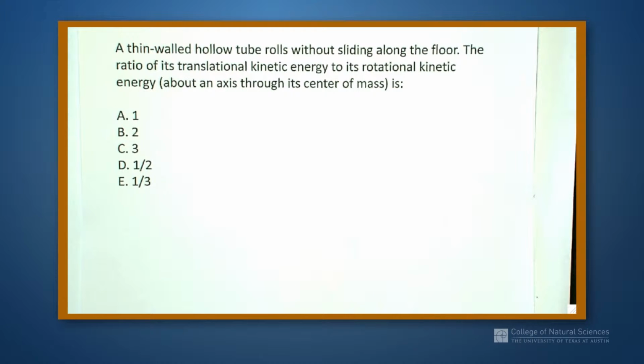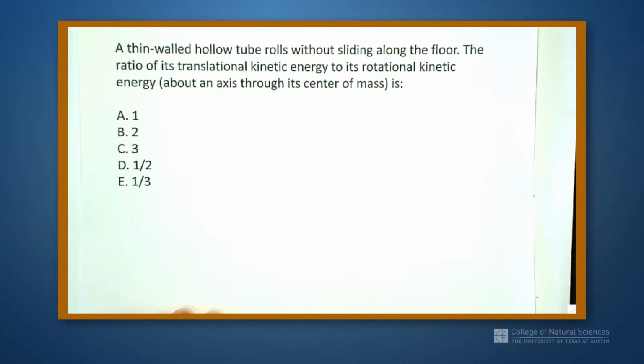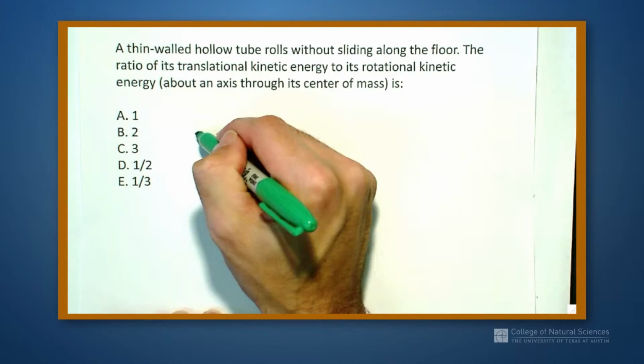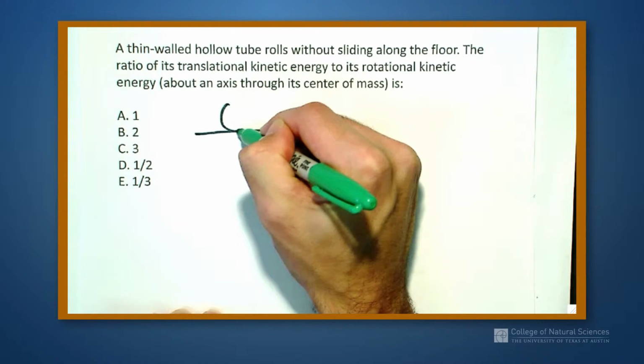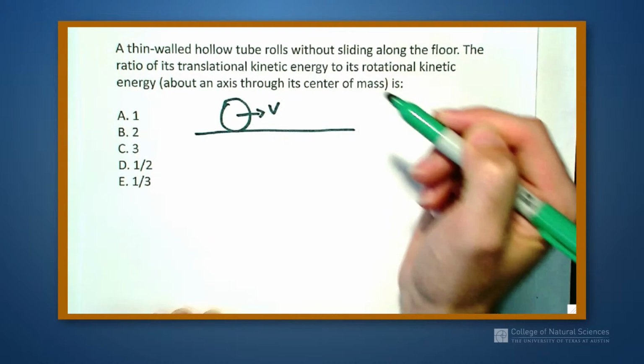All right, this question asks, a thin-walled hollow tube rolls without slipping along the floor. The ratio of its translational kinetic energy to its rotational kinetic energy about an axis through the center of mass is what? So what they're looking at is we have this object and it's traveling at a velocity of v.